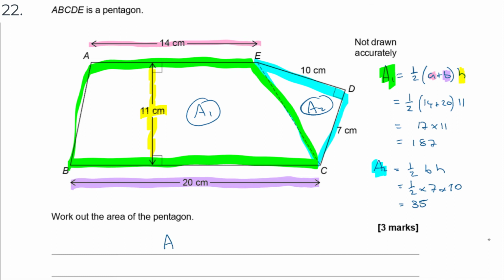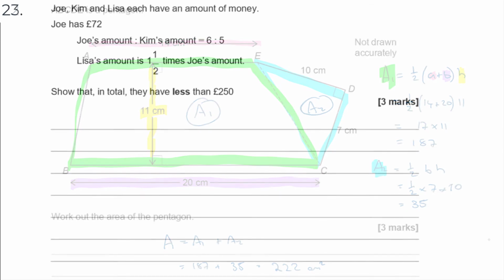So then the area of the pentagon is going to be area 1 plus area 2, which is 187 plus 35. What's that then? 187 plus 35, 192, 222. 222, what's the units? Centimeters squared, isn't it? Okay. 222 centimeters squared.